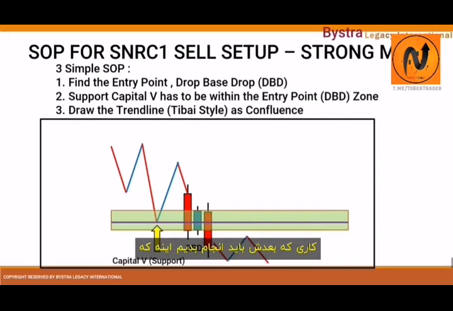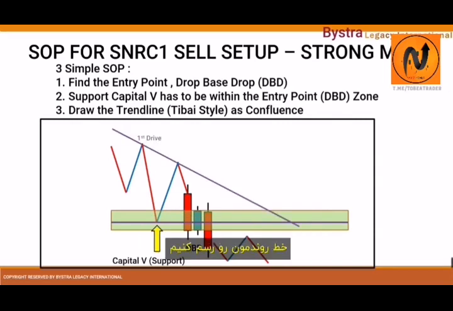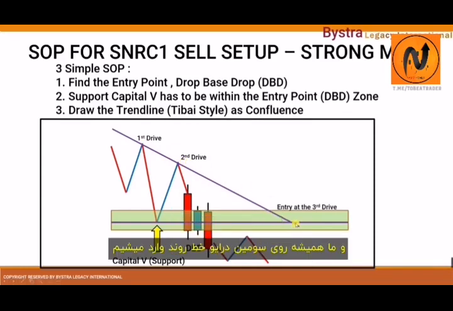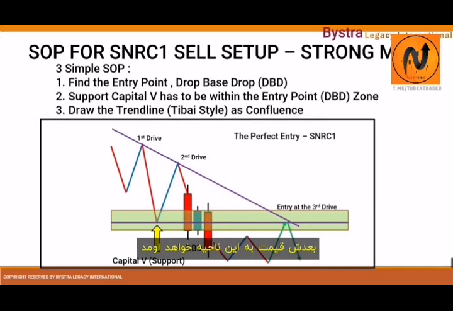Then next thing we should do is to draw our trend line. So we have the first drive, second drive, and we always entry at the third trend line. Price will then come into this area and continue on the downtrend. So this is the perfect entry for the SNRC one.